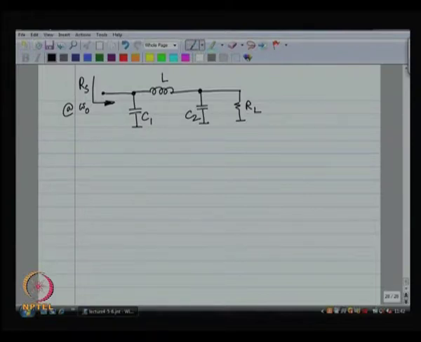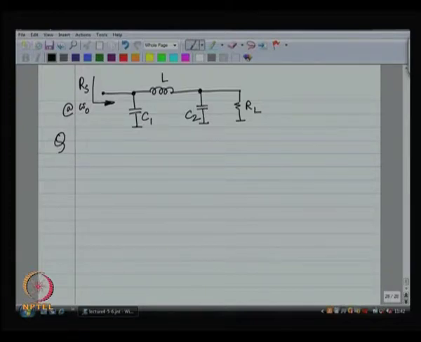And I want a certain quality factor of the entire network. I do not want the quality factor to be determined by the transformation ratio or anything else. Quality factor is a given, omega naught is a given, R s and R L are given, and this ratio is also given. So, this is my situation.